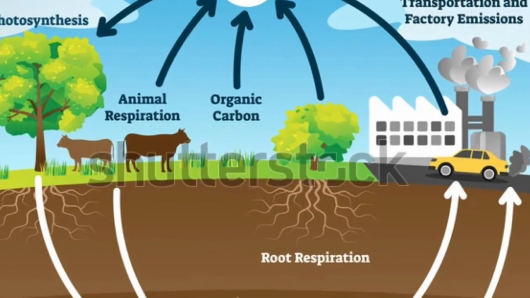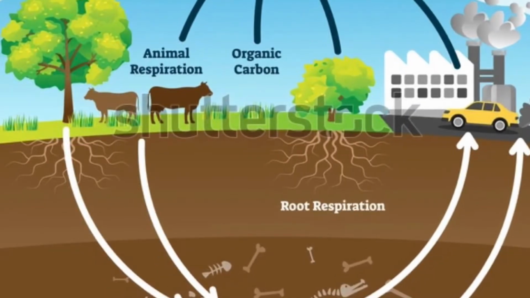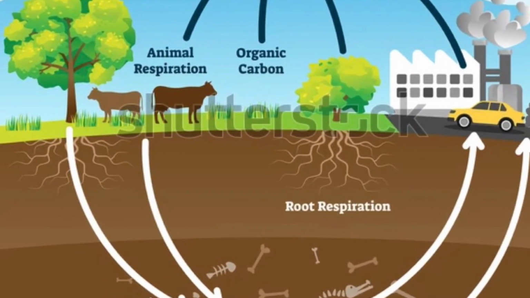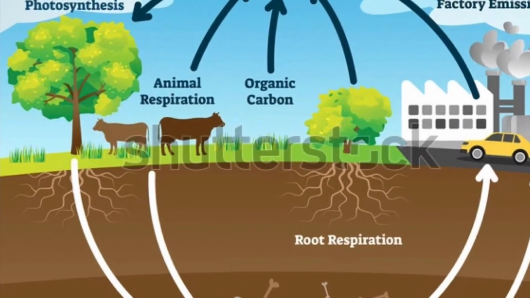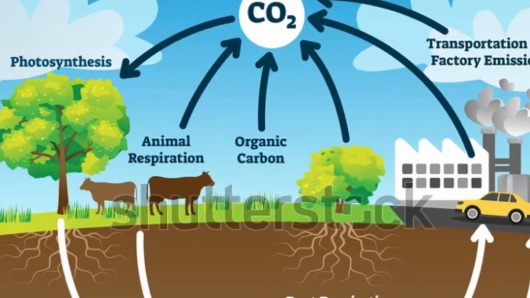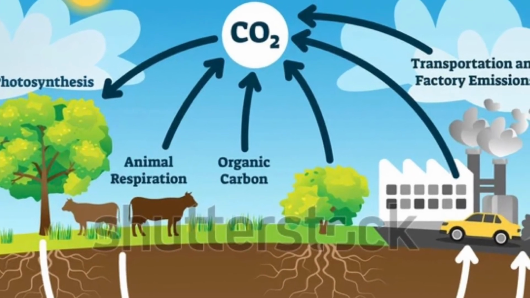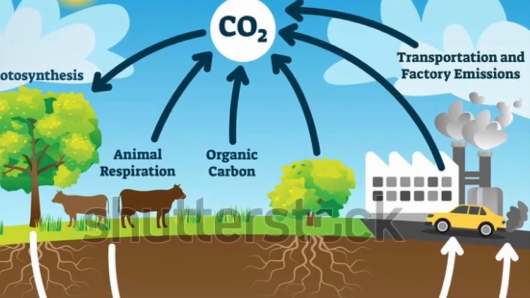The second last step is carbon moves from living things to the atmosphere. Each time you exhale, you are releasing carbon dioxide to the atmosphere. Animals and plants also need to get rid of carbon dioxide gas through the process called respiration. Carbon also moves from fossil fuels to the atmosphere when fuels are burned.